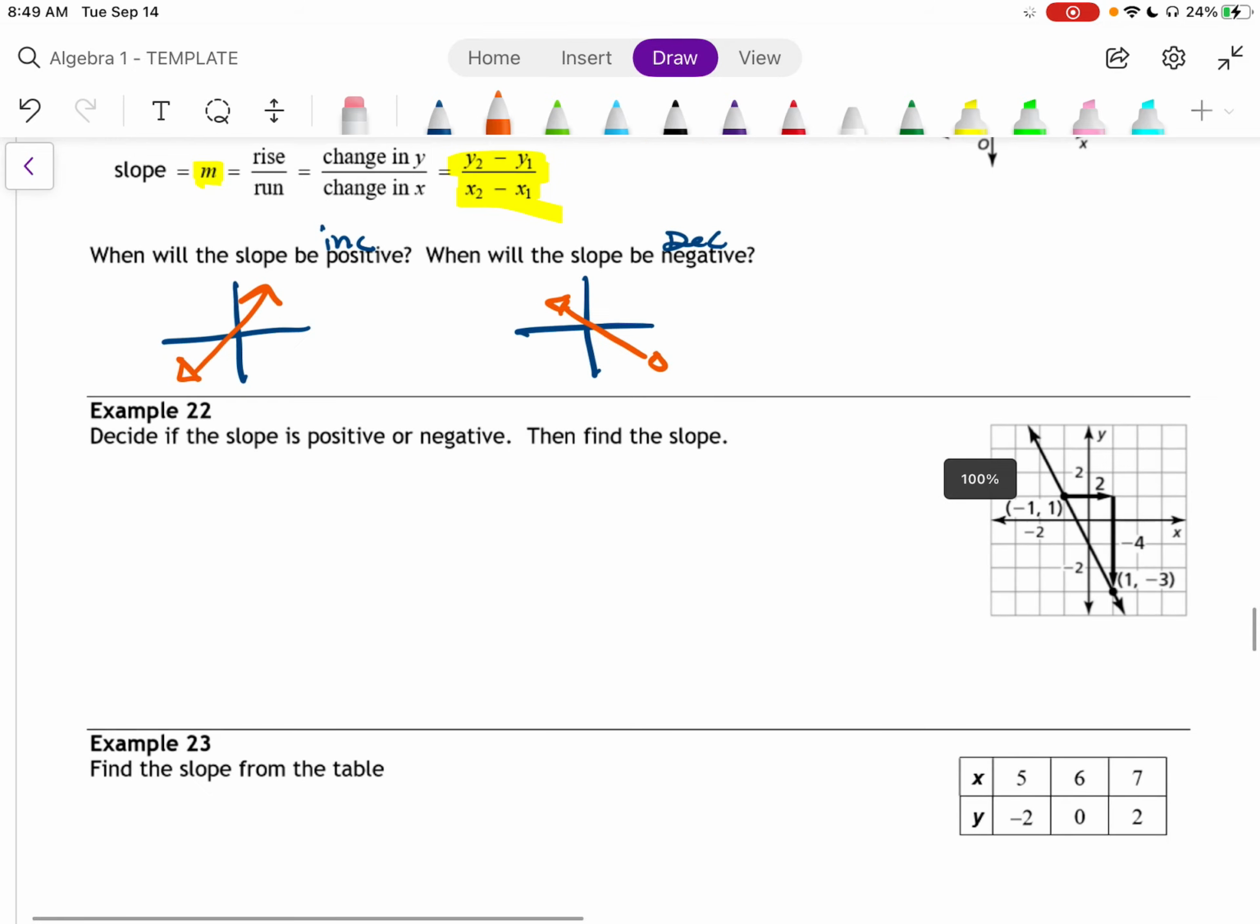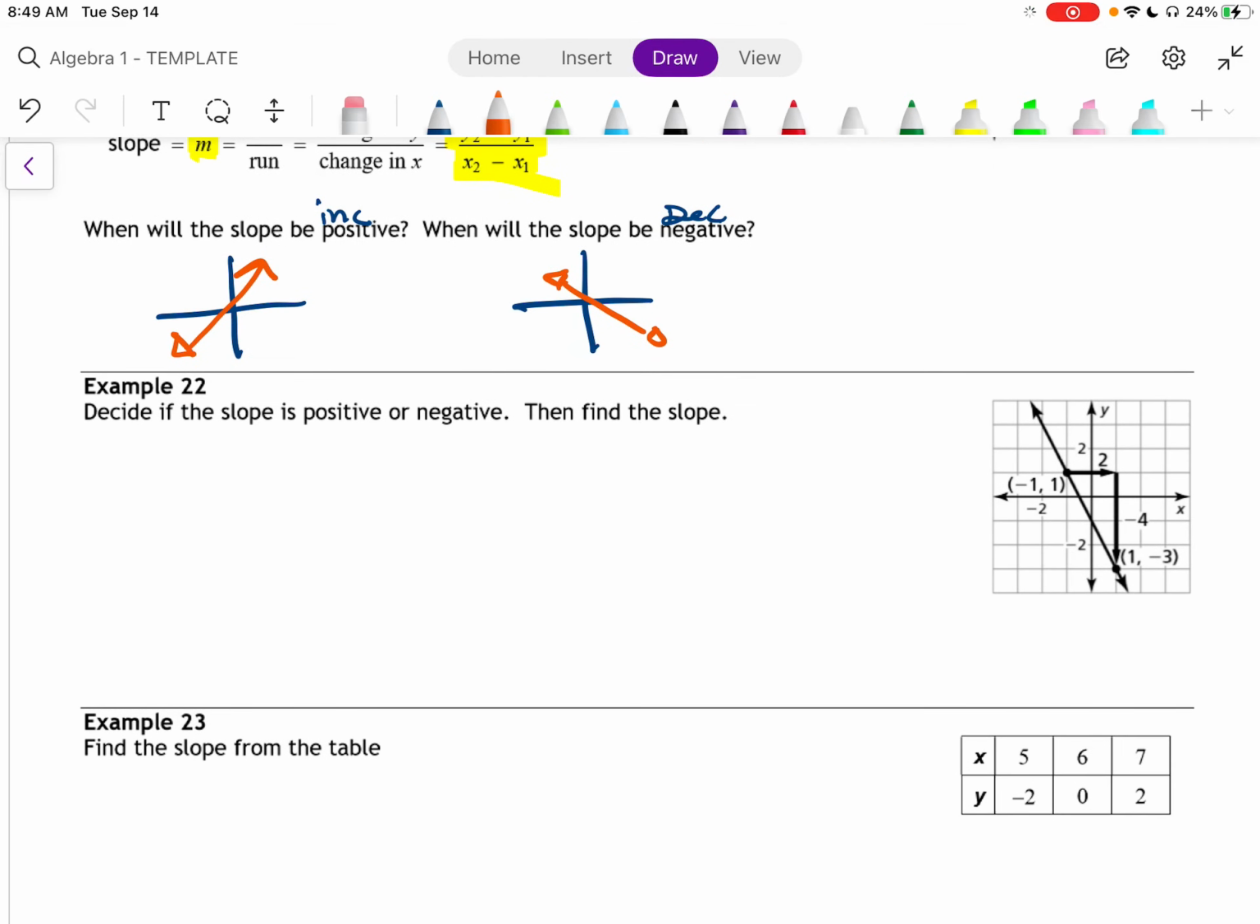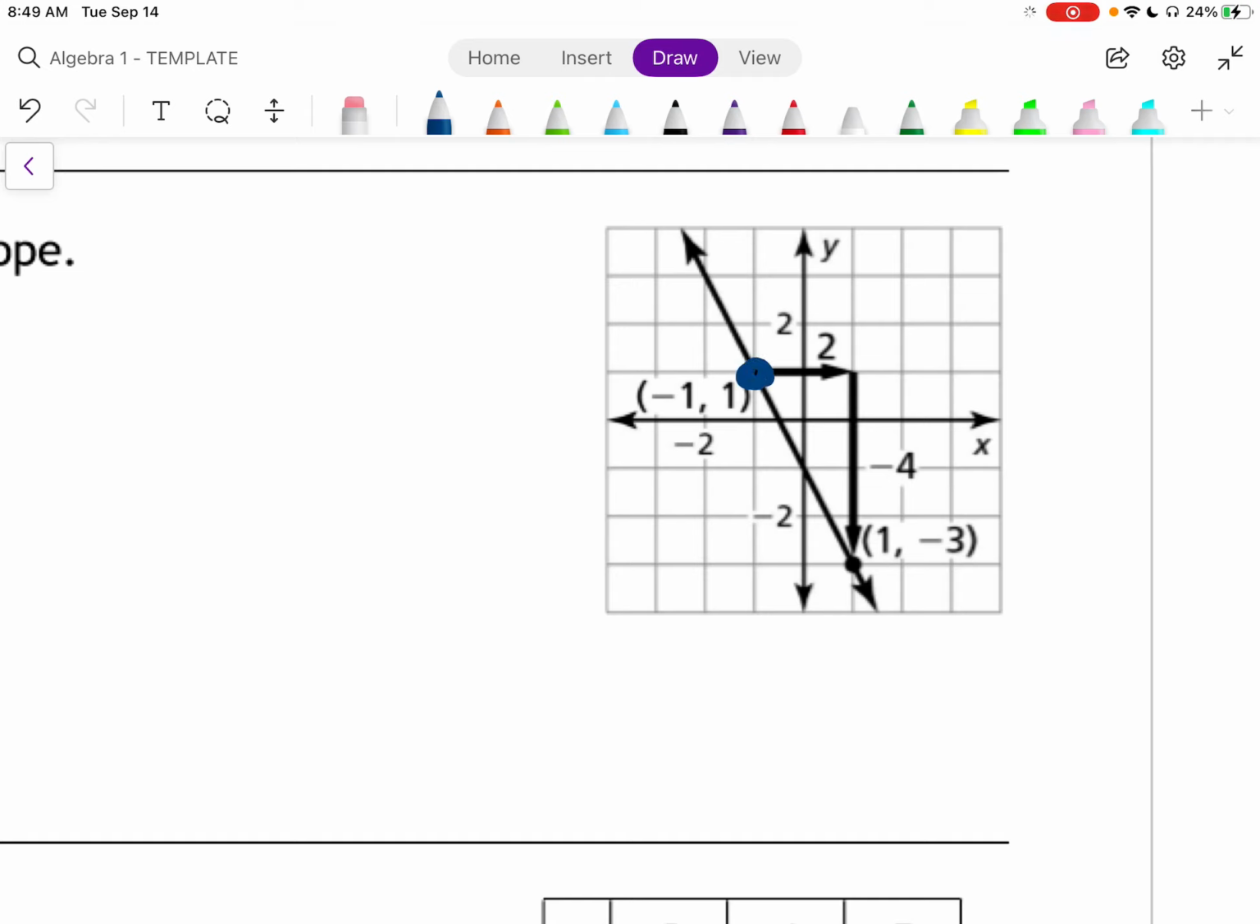All right, example 22. We want to look at this line. Is this line going uphill or downhill? It is going downhill, so it's decreasing. Finding the slope here, let's start off at this point right here. Whenever they have the graph, I just like to count. I'm going to draw little swoops on there. We do rise over run. How far does it rise? Well, it doesn't actually rise, it goes down. So 1, 2, 3, 4. I'm going to say this is -4.